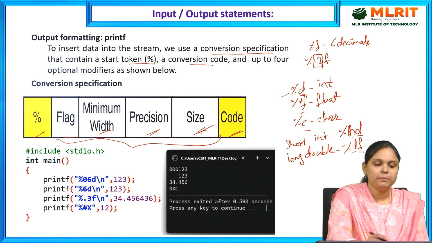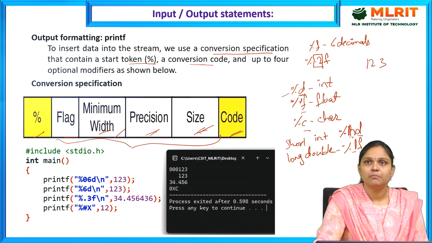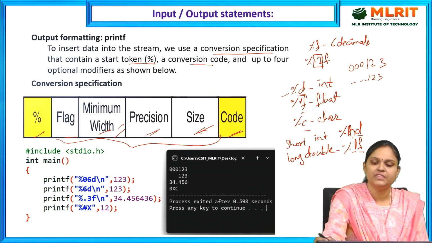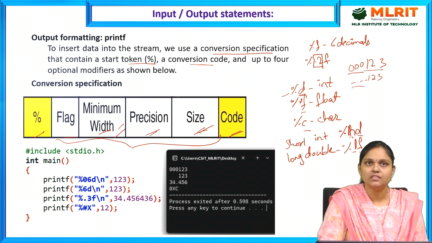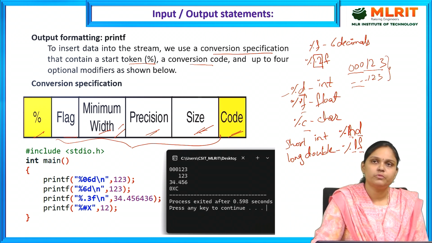And coming to the minimum width. Suppose we have the number 123, but I want this number in 6 digits. Either I want to pad zeros before this number, or spaces before this number. At that time we are using the minimum width. This is a 3-digit number, but if you use the number 6, we will get either zeros or spaces before the number. So that is nothing but the minimum number of digits that we want in our output screen.